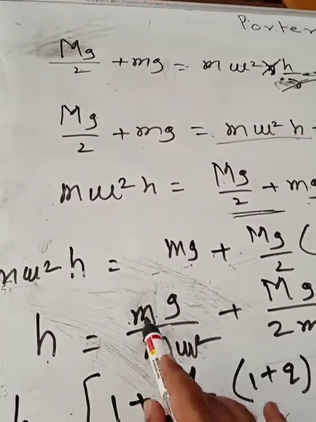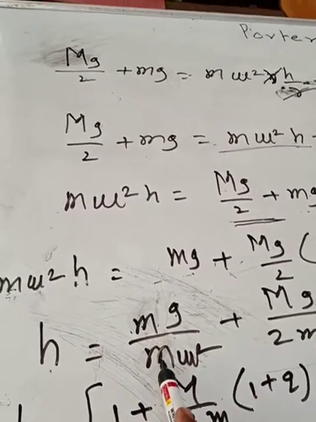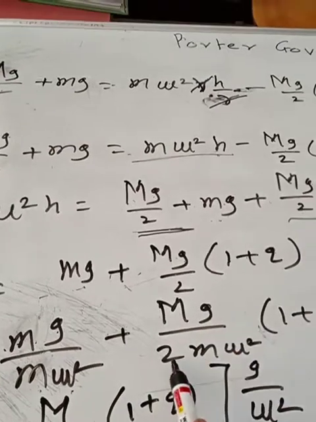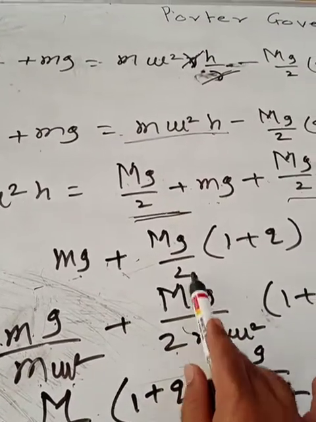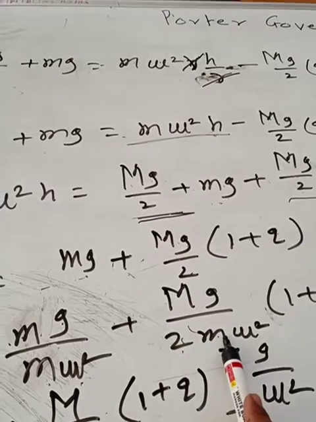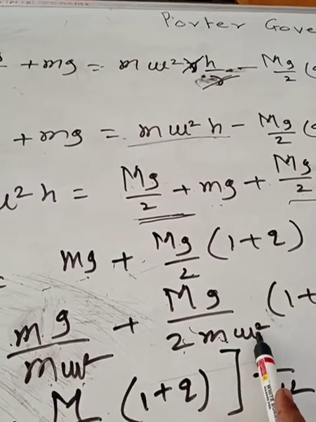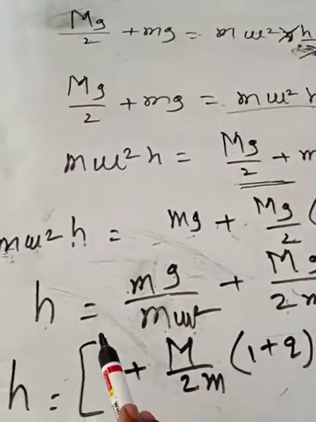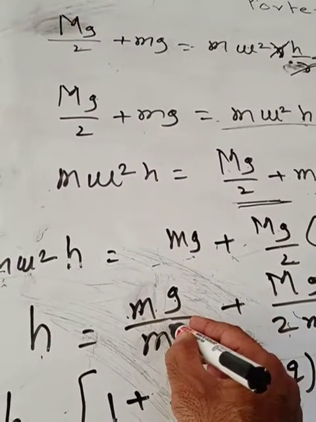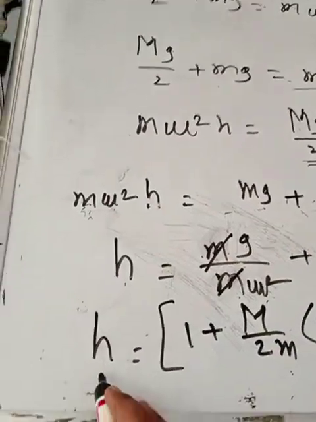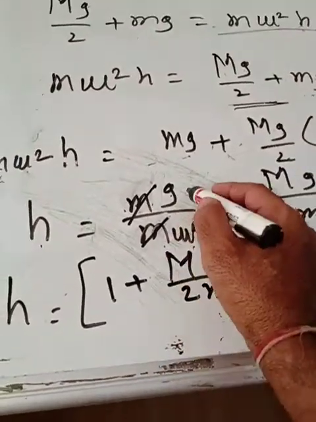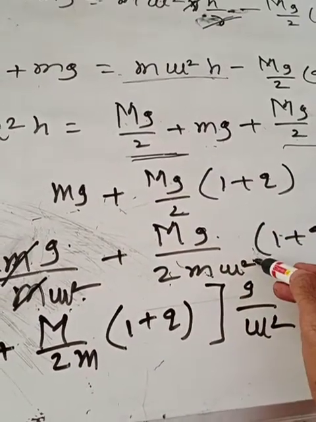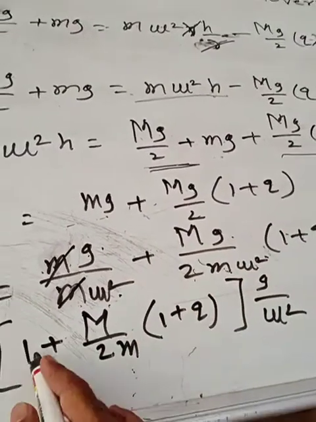So h will become small mg divided by small m omega square plus capital Mg divided by 2m omega square, into bracket 1 plus q. The 2 was there initially, we are only dividing by this m into omega square. So this m will get cancelled, and we get the equation h is equal to g divided by omega square. Here also we find g divided by omega square.